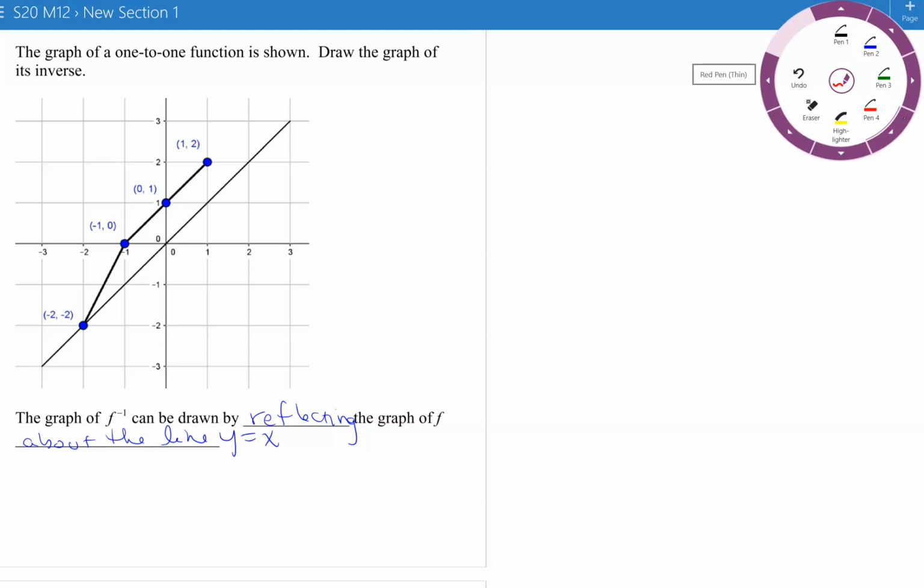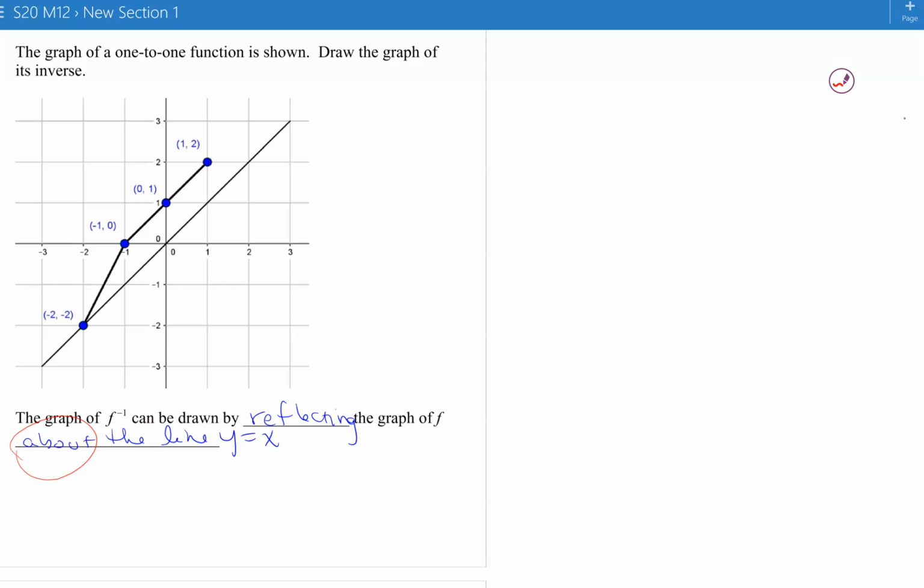There's a lot of words that get used for how you reflect. People say in, on, over, about, all of those are fine. But it is important that you use the word reflect. Don't use some other language like flip or rotate. Those are not correct. It needs to be the word reflect.